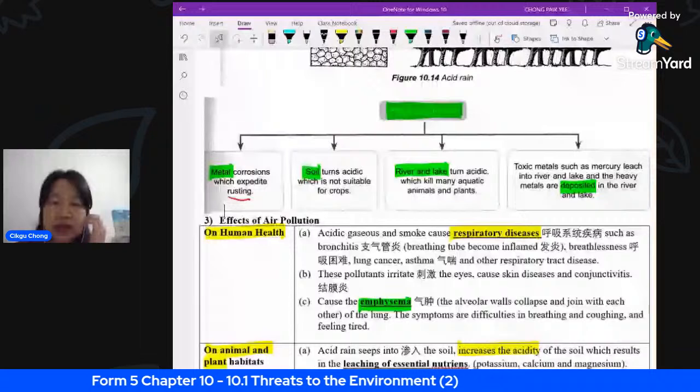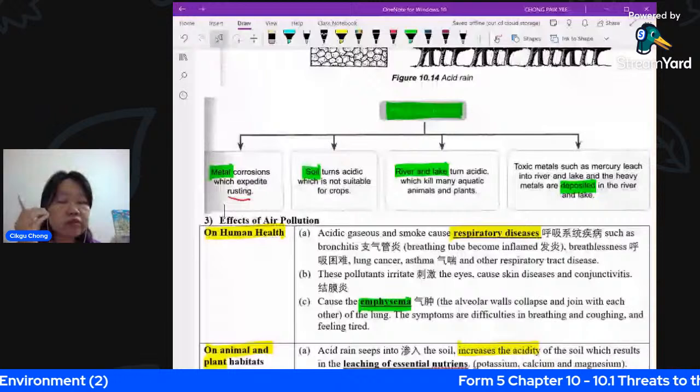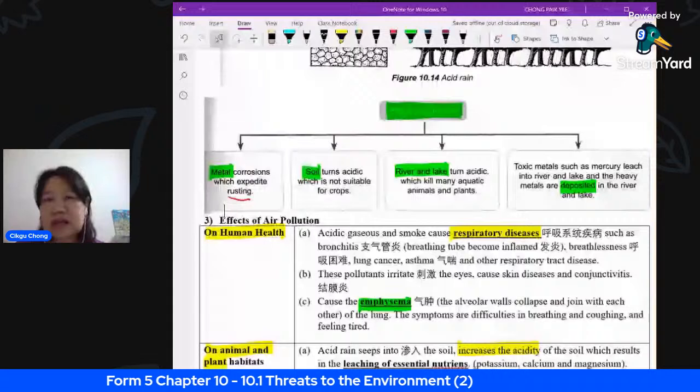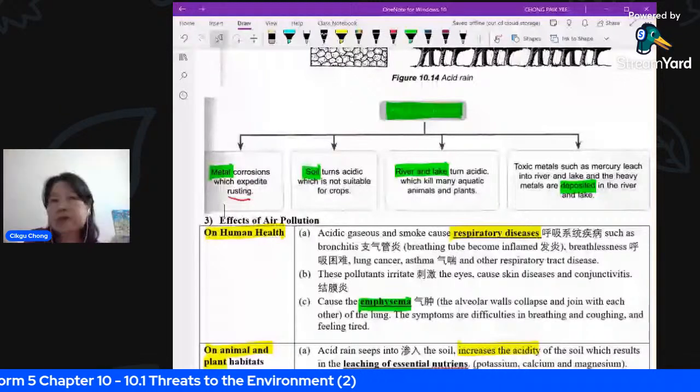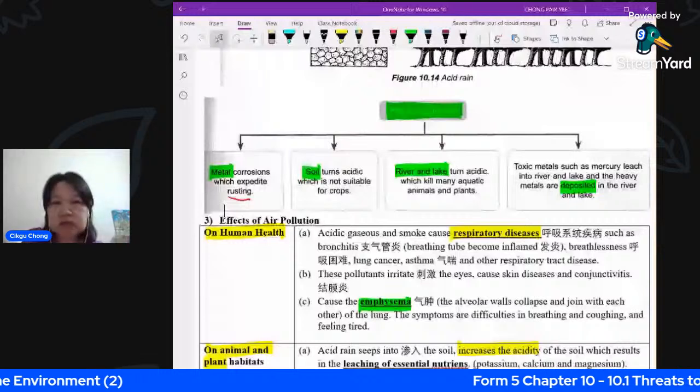So you have red eye. Red eye is one reason you could be having conjunctivitis. That means inflammation of the layer called conjunctiva. So this can also be brought about because of pollutants in the air. The air and the smoke cause the eyes to become red.